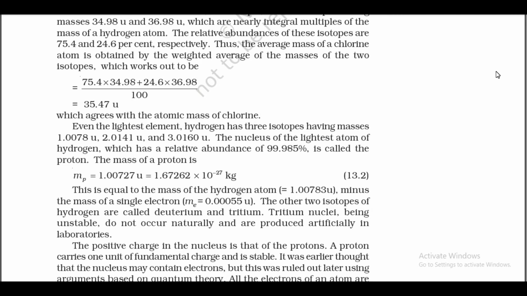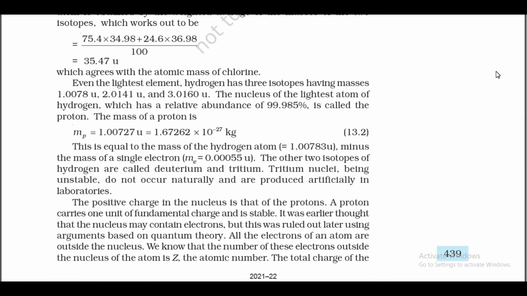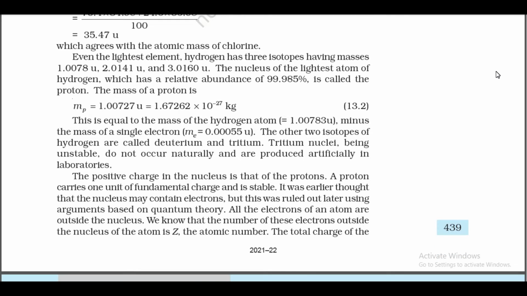Even the lightest element, hydrogen, has three isotopes having masses 1.0078 u, 2.0141 u and 3.0160 u. The nucleus of the lightest atom of hydrogen, which has a relative abundance of 99.985%, is called the proton. The mass of a proton, Mp, is equal to 1.00727 u, which is 1.67262 × 10^-27 kg.